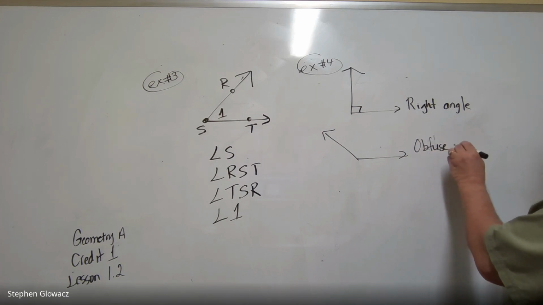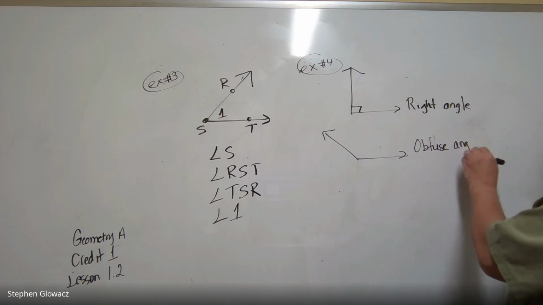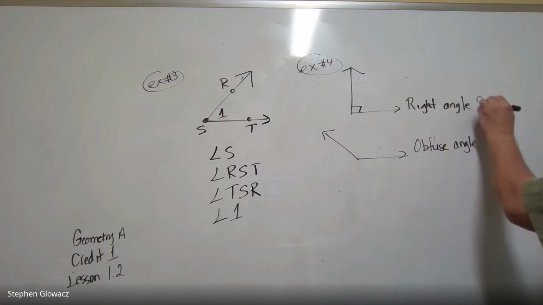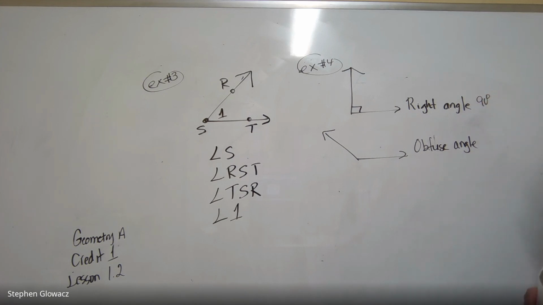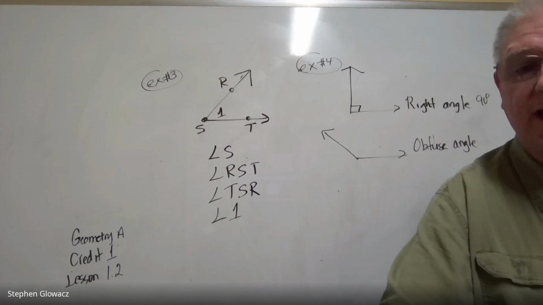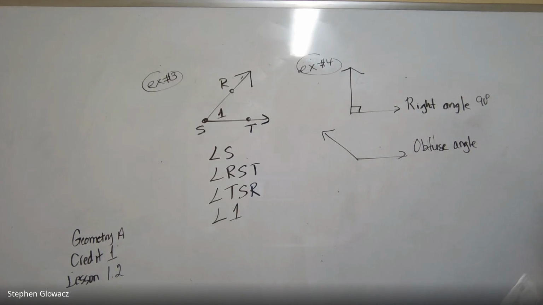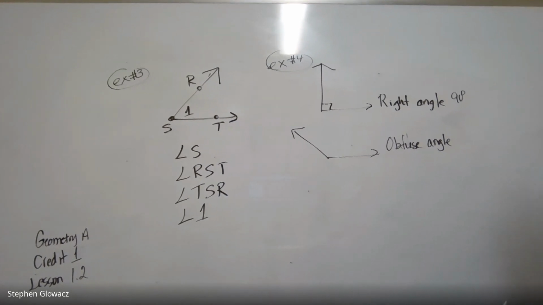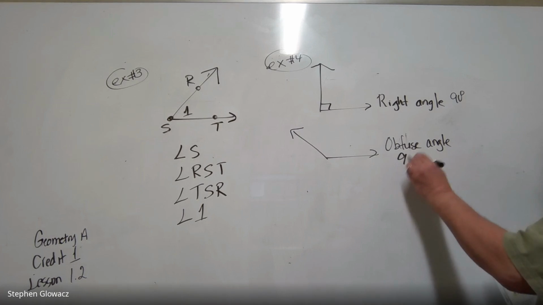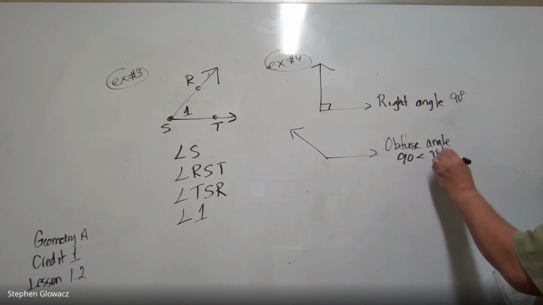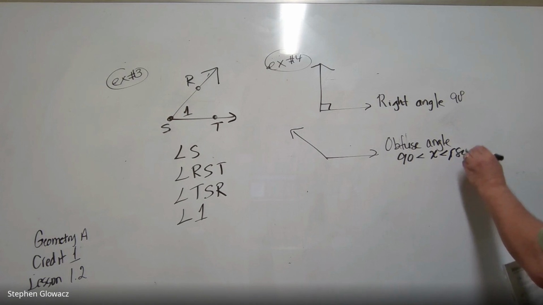And so an obtuse angle, actually maybe we better put the measurements. So a right angle is 90 degrees, and an obtuse angle is between 90 and 180 degrees. Let's go ahead, make sure that's seen on the screen there, okay? Let's put it right down here. So more than 90 and less than 180.